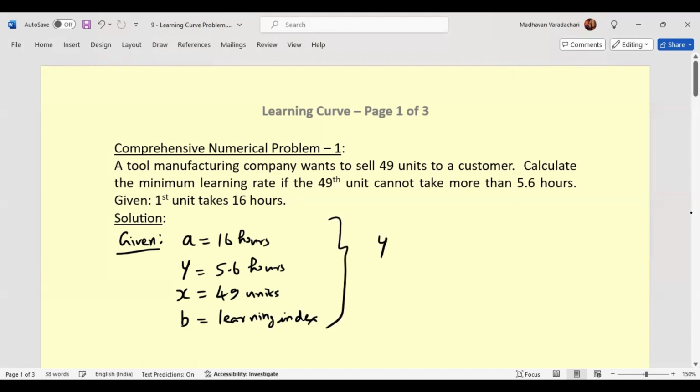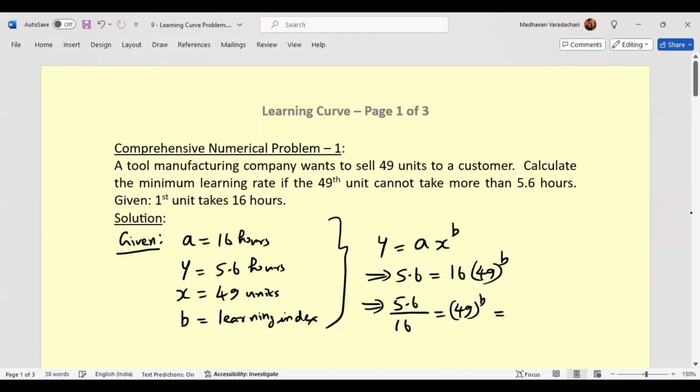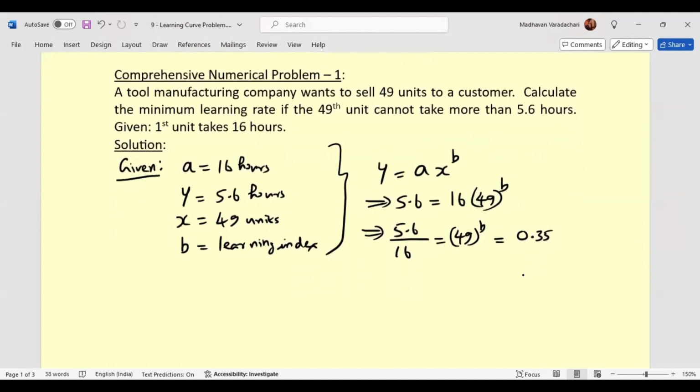Now the formula is Y is equal to A x to the power of B. That is 5.6 is equal to 16 times 49 to the power of B. Or we can say 5.6 divided by 16 is 49 to the power of B. 5.6 divided by 16, if we calculate, we get 0.35. Now taking logarithm on both sides, we will have logarithm of 0.35 is equal to B logarithm of 49.